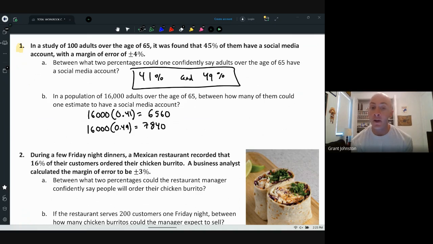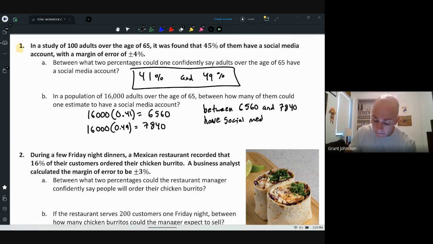It'd be 7,840. So out of those 16,000 adults, I could say between 6,560 and 7,840 have social media accounts. That would be my prediction.